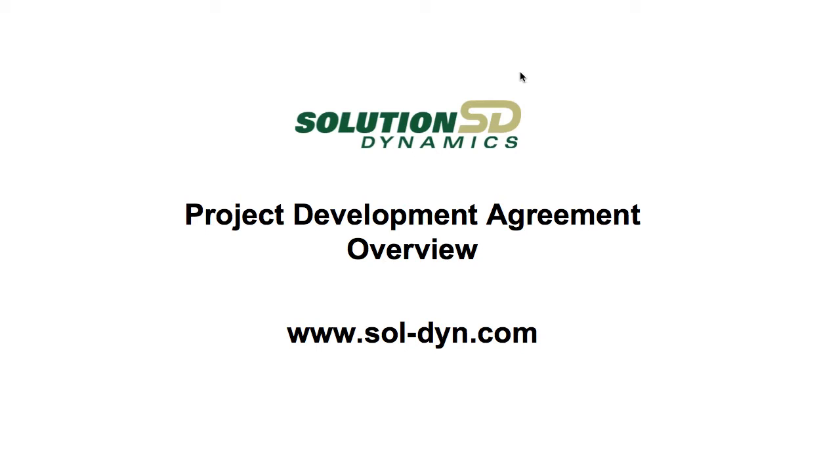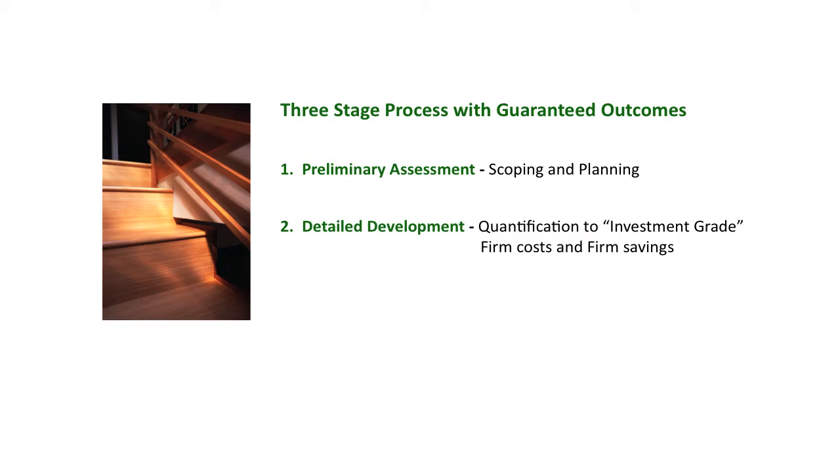I'm going to introduce you to our tactical workflow and framework. It's a basic three-step business model which starts with the preliminary assessment, where we do our scoping and planning, moves on to the detailed development phase, where we turn those preliminarily identified opportunities into investment grade with firm costs and firm savings. And then finally we implement the projects, followed by post-project measurement and verification to document savings achieved.